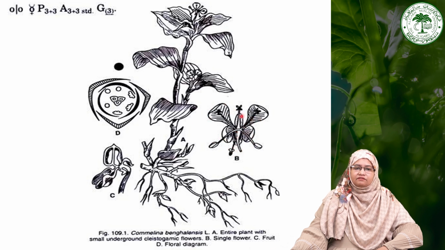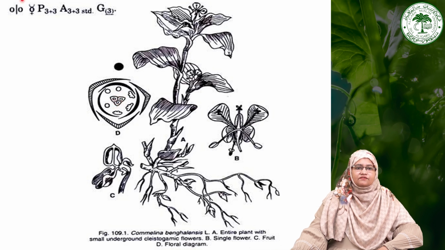So, this is a single flower, and this is the fruit of this particular plant of Commelinaceae, which is a capsule. And if we see the floral diagram, it is showing the 3+3 arrangement of tepals. You can see 3 arranged in the outer one and 3 in the inner one, showing the imbricate aestivation. You can see 3 fertile stamens and 3 staminodes, and the ovary showing axile placentation with 3 locules, and there is 1 ovule in each locule.